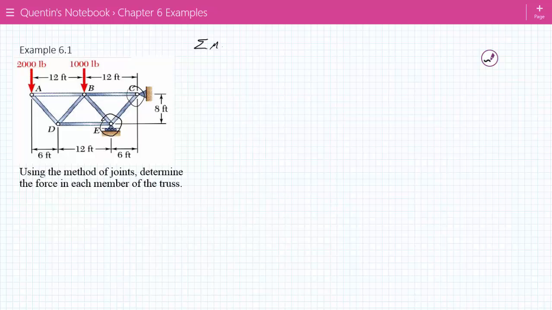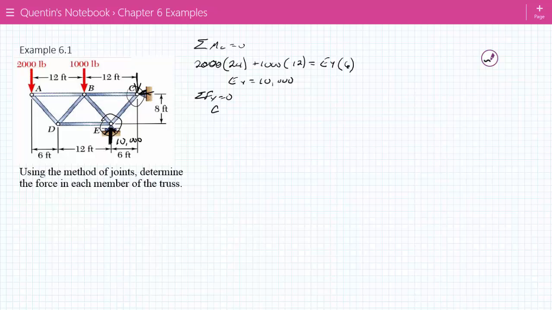If the sum of the moments at C is equal to 0, you have 2,000 times 24 plus 1,000 times 12, and that's going to equal EY times 6. So that gives you that EY is equal to 10,000. There's a force here, draw it in, of 10,000. Now if we do the sum of the forces in x equals 0, that tells us that Cx is equal to 0. That was pretty unexciting and kind of expected.